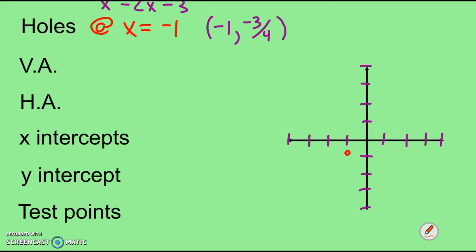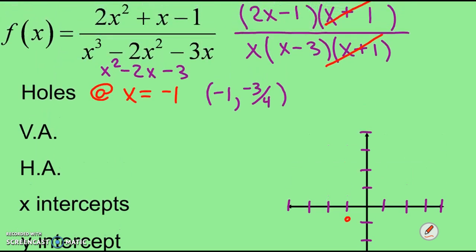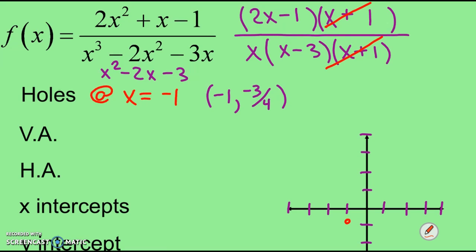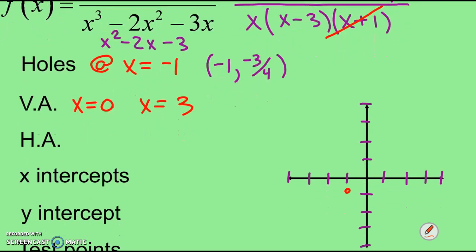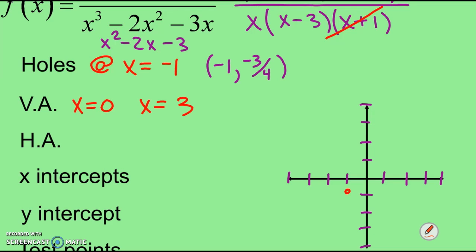Okay, any vertical asymptotes? Well, vertical asymptote happens when the denominator is 0. So that's going to be at x equals 0 this time, as well as x equals 3. So at 0, 3, because those are two values that make the denominator 0, we're going to have a vertical asymptote. So go like that, and over at 3 as well.